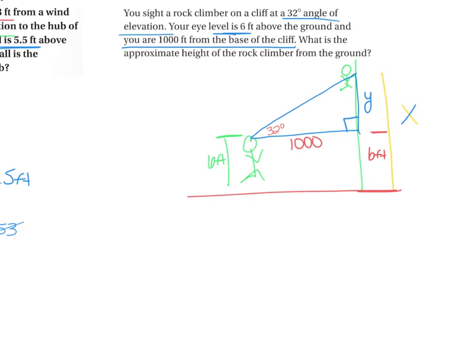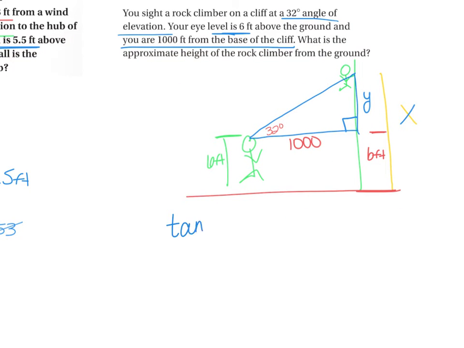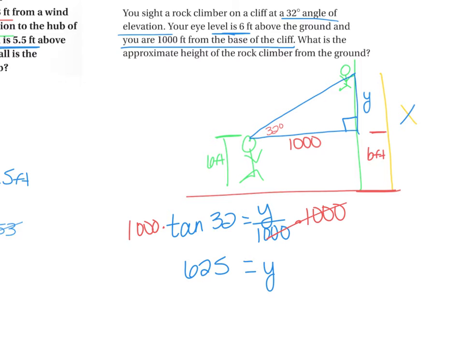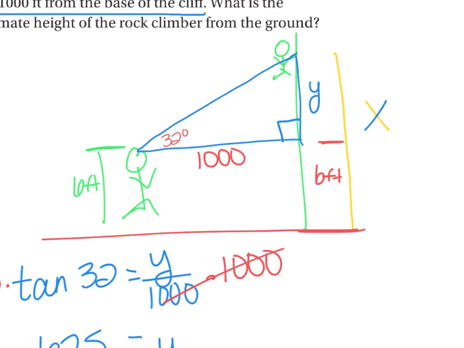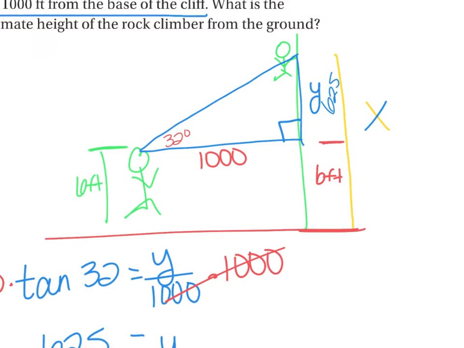So again, we're going to be using tangent. So we have the tangent of 32 equals opposite side goes on top. So y over 1,000. Let's go ahead and multiply both sides by 1,000. Those cancel. You have y equals, and I'm going to type that on my calculator, 1,000 times the tangent of 32. And it says approximate again. Let's go whole number again. I have 625. So this right here is 625.